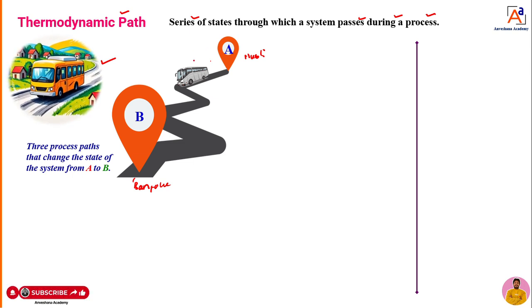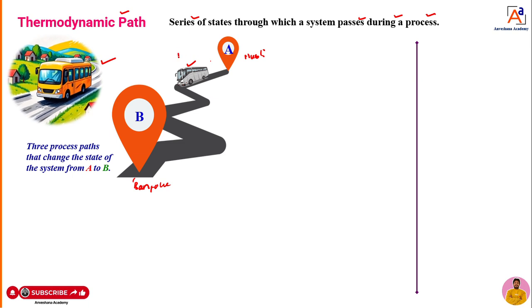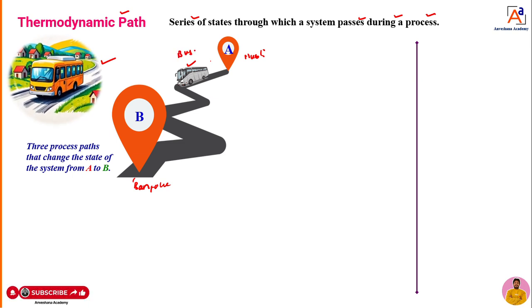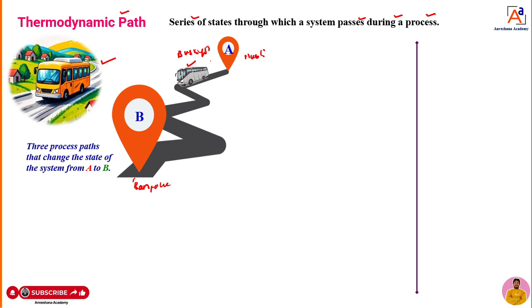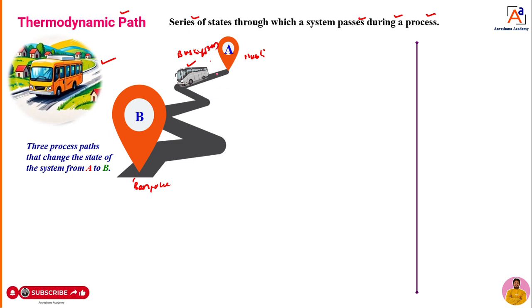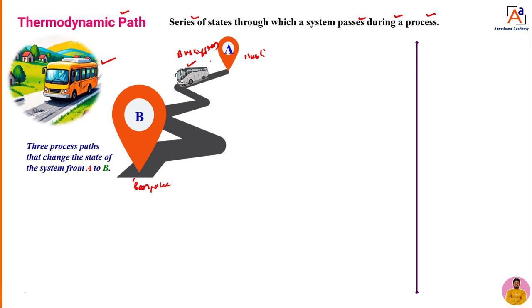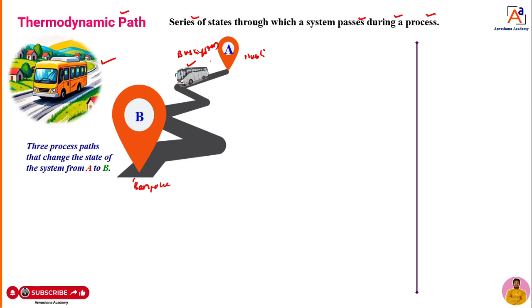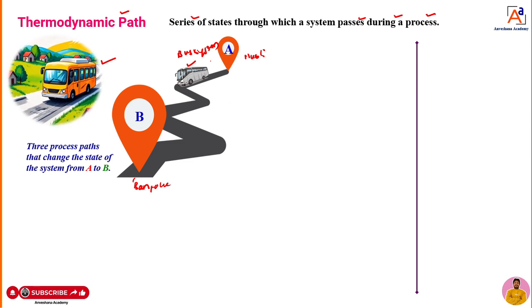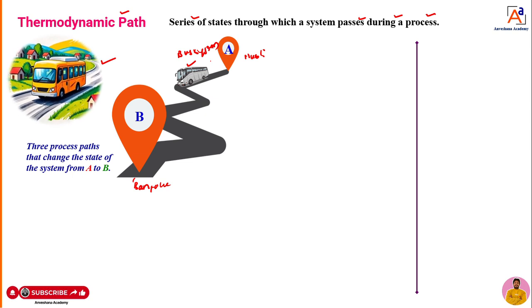Now you can assume the bus as a system. When the bus is moving from Hubli to Bangalore, it is going to pass a series of places. What is that series of places? That series of places we can call thermodynamic states.